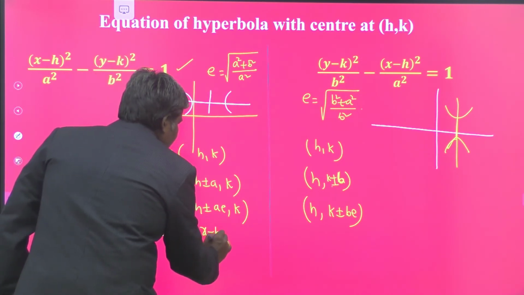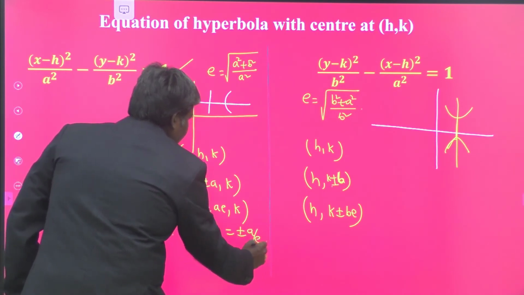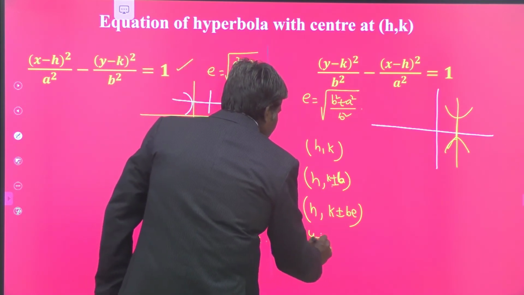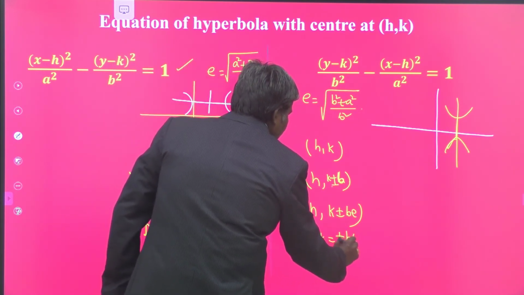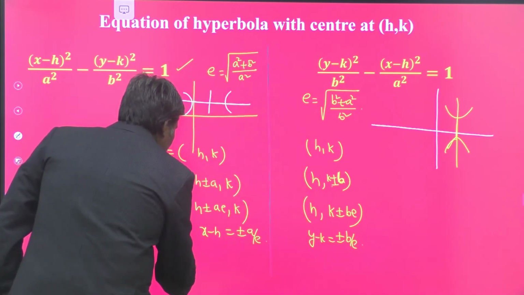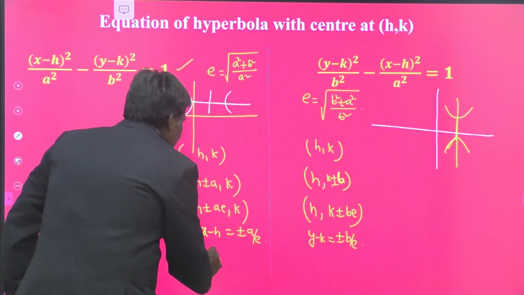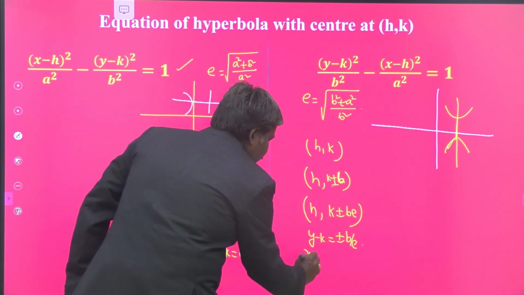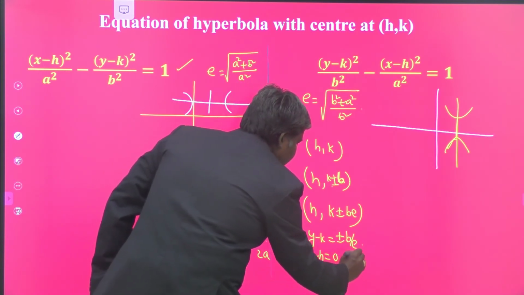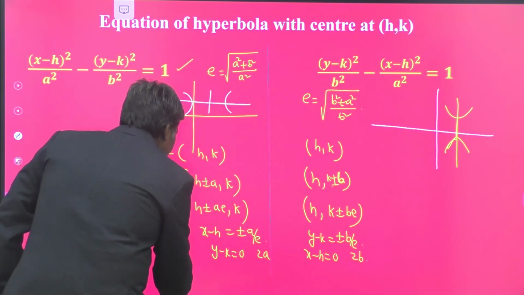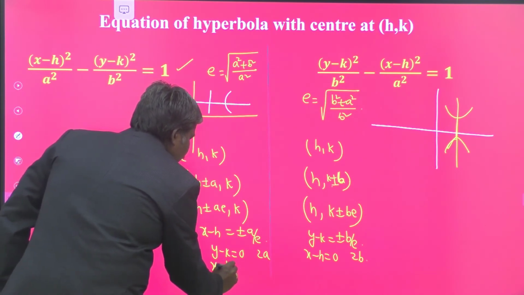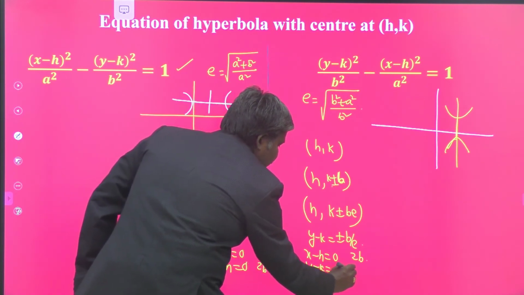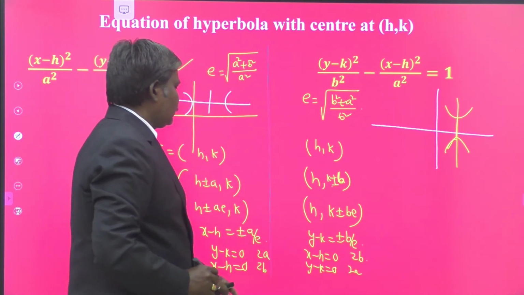X minus h is equal to plus or minus a by a. Here y minus k is equal to plus or minus b by a. Now here the transverse axis is parallel to x-axis, that is y minus k equal to 0, its length is 2a. Here x minus h equal to 0, its length is 2b. Again the conjugate axis is x minus h equal to 0, its length 2b, y minus k equal to 0, its length 2a. These are the formulae.